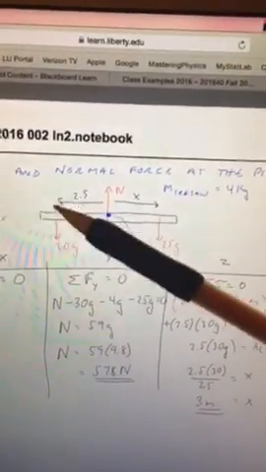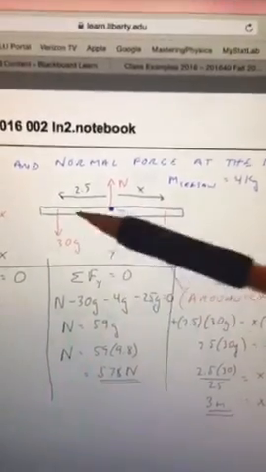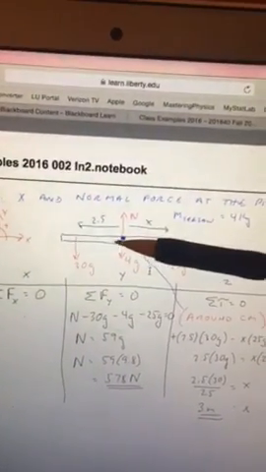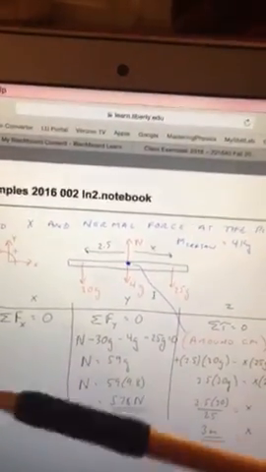So basically, let's look at which one he did first. He did kid A first. So for kid A, R, so what is R again? R is the distance between the pivot point and the place where the force is being applied, so in this case, the kid.